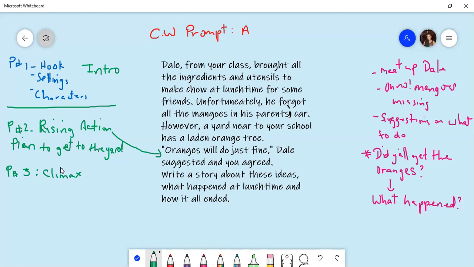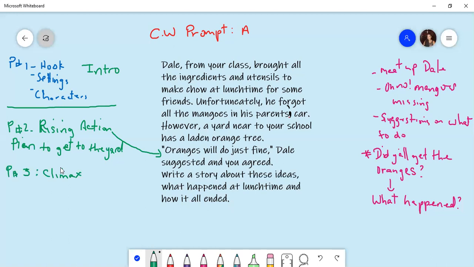No, that passed already. That's not the climax of the story. This is the prompt. That is already past. Him not getting any mangoes is going on, that's not the issue here. The issue here is he wants to get these oranges from a tree in a yard next to your school. So that is what you need to focus on. Forget the mangoes, that's already gone. Your parents are not coming back.